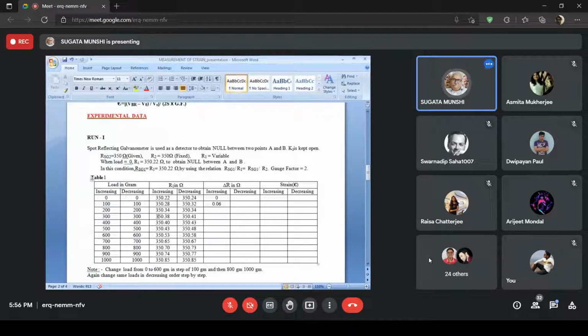So if you plot the strain versus load characteristic, there will be an increasing part and the decreasing part will come over that. How will you calculate delta R? Because you have to calculate delta R. Gauge factor is known, its value is 2. So mechanical strain is delta R by R divided by gauge factor. So what will be delta R? For zero load, delta R is 0, obviously. For increasing load, when it is 350.28, what is delta R?